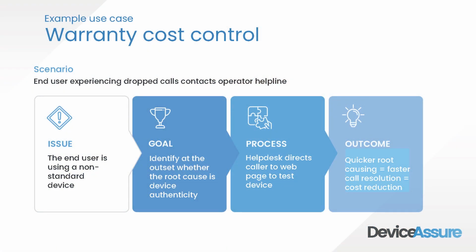Warranty cost control. If you are in the post-sale environment, in a network operator, for example, imagine a subscriber getting dropped calls, slow downloads. They don't know who to call. They're as likely as not to call their operator. There's a cost to that with every single call.